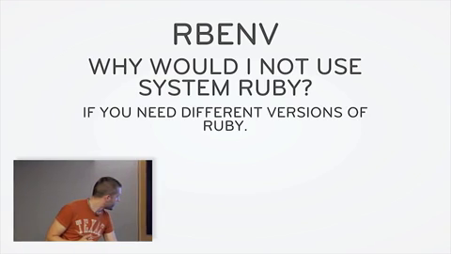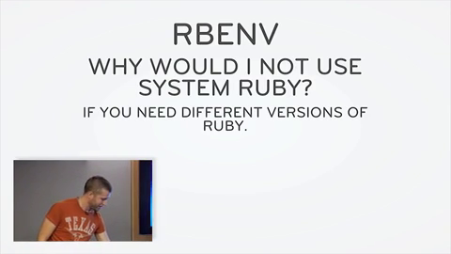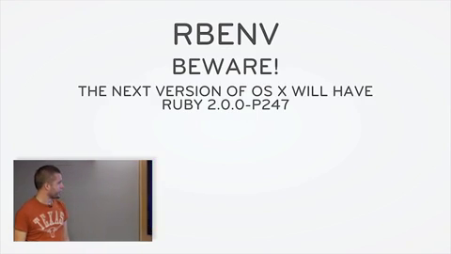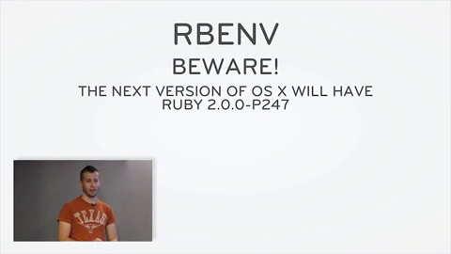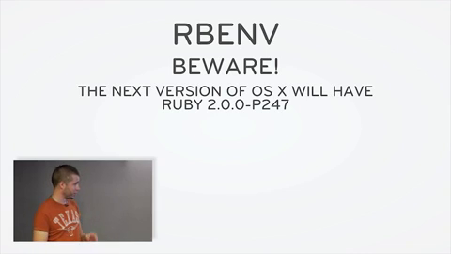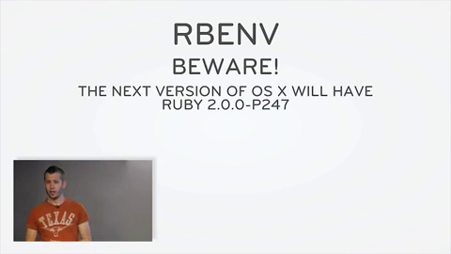So why would you need to not use System Ruby if you're not using different versions of Ruby? This is a fun one. The next version of OS X is not going to be using the same version of Ruby you're using now. Yeah, lots of fun. It's going to upgrade to Ruby 2.0 as opposed to 1.8.7. 1.8.7 was a very, very stable branch. Now 2.0 is, so they're using that.